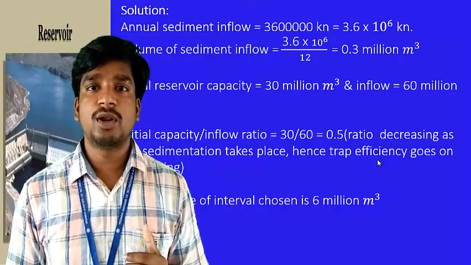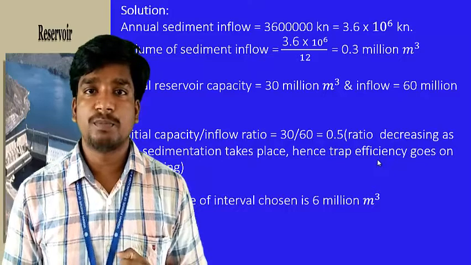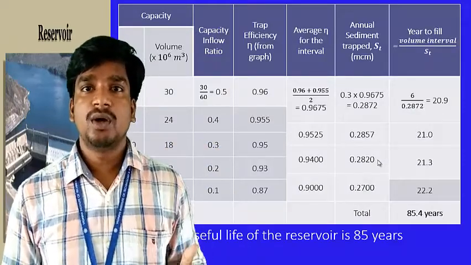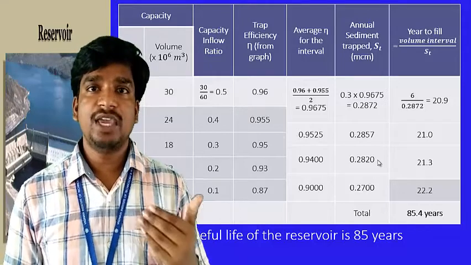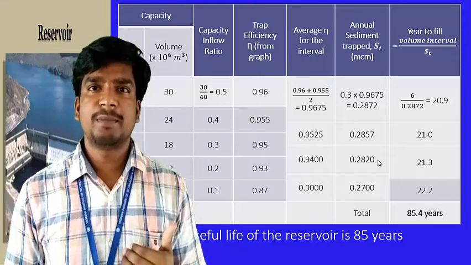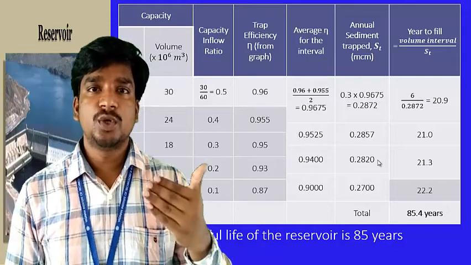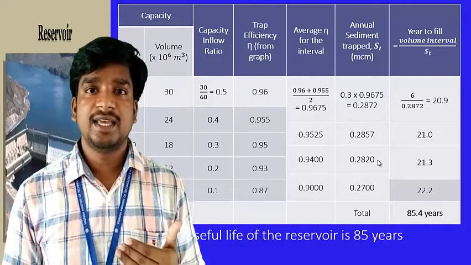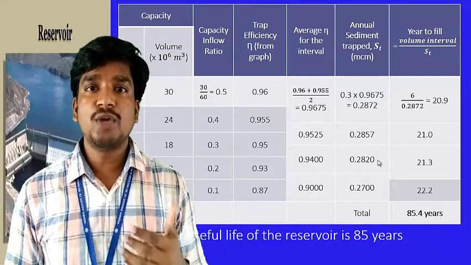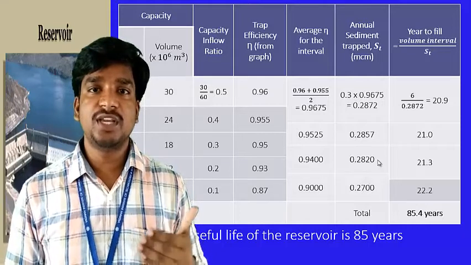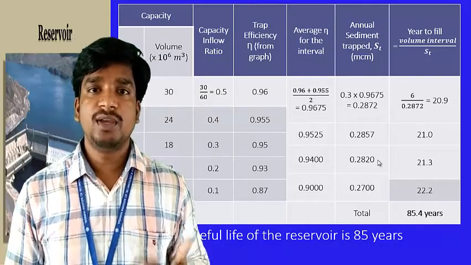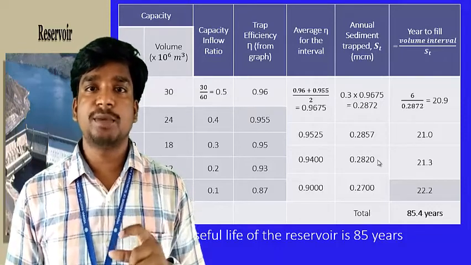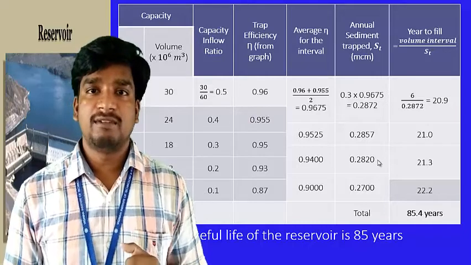Now let us move on to the tabular column. This is the tabular column, right? Here we have capacity in percentages from 100 to 20%. Then we have volume in terms of cubic meters. Okay. What is the initial volume of the reservoir? It is 30. As we have assumed the volume interval as 6, in the later stages we reduce it to 24, 18, 12 and 6 successively. So we have assumed 6 million cubic meters as the volume interval.